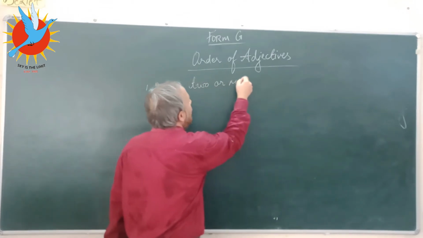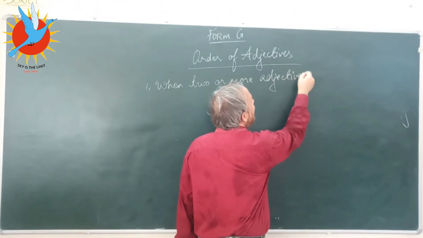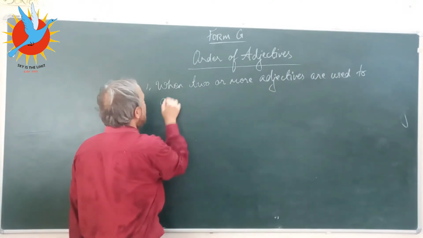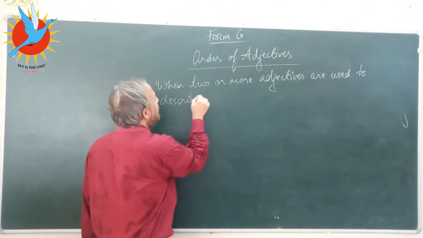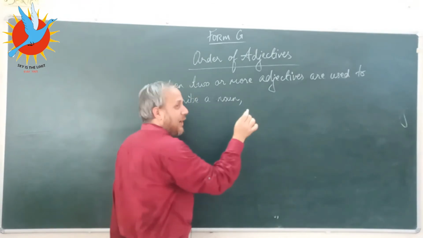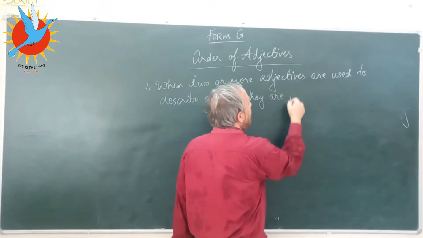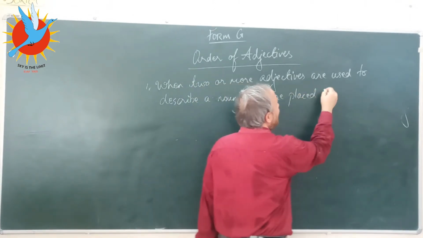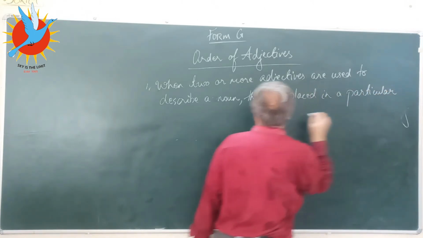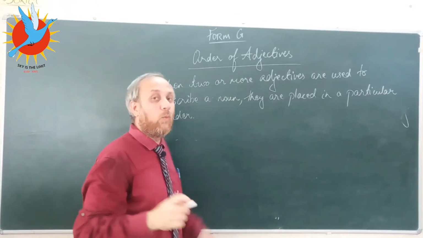So, when two or more adjectives are used to describe a noun or a pronoun, they are placed in a particular order. Full stop.